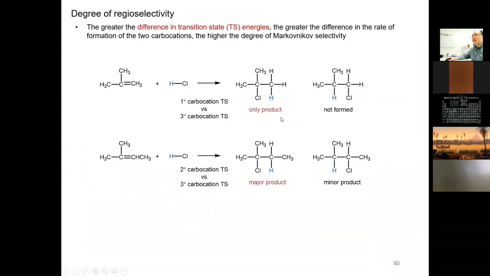Okay, and we also talked about, because we already learned that a primary carbocation is less stable than secondary, and secondary is less stable than tertiary carbocation. So there is an order of stability between carbocations: 1 is less stable than 2, and 2 is less stable than 3.